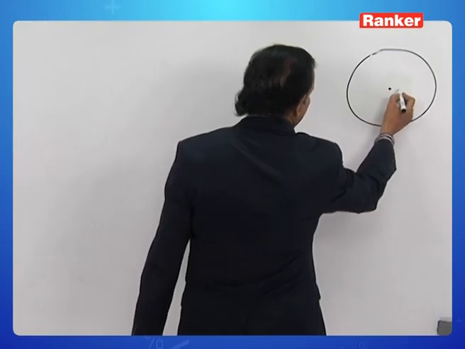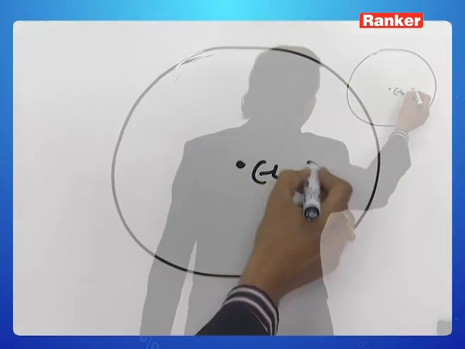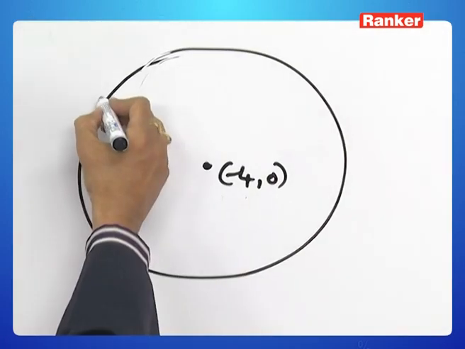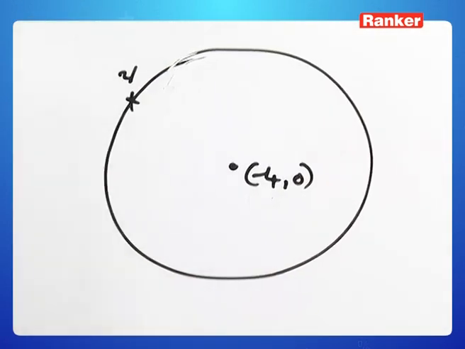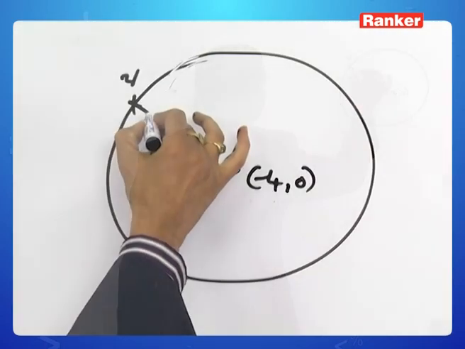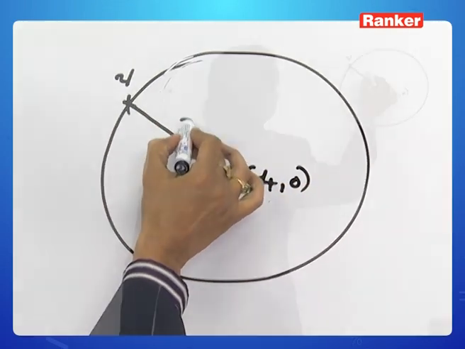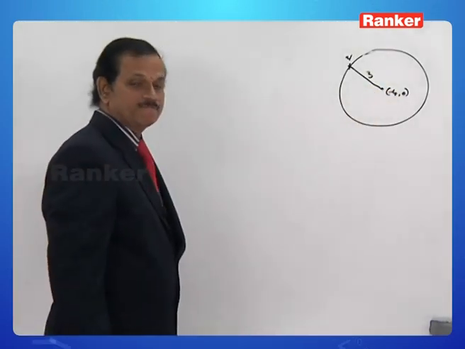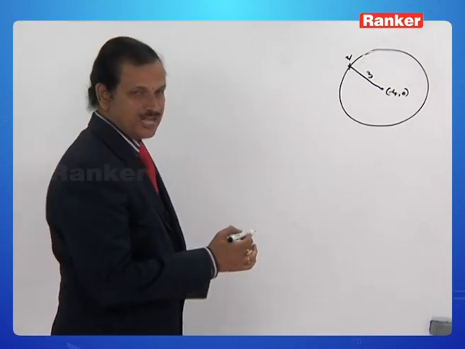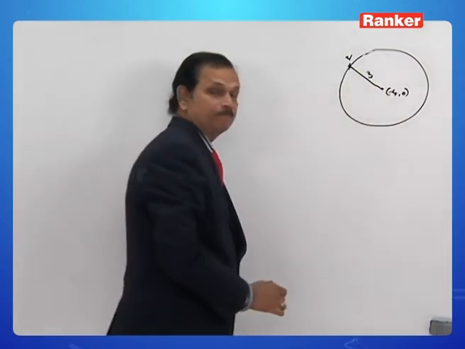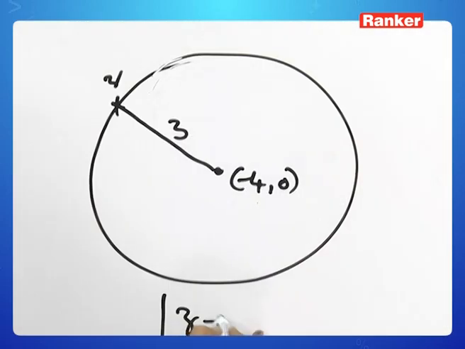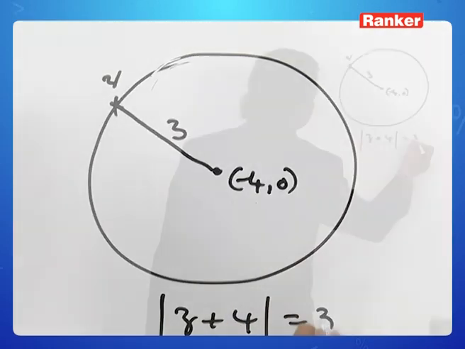What is the center of the circle? Imagine that the complex number is here, z. What is this distance? Radius. If the complex number z lies on the boundary of the circle, what should happen? This distance must be 3 units. That is mod z plus 4 is equal to 3.